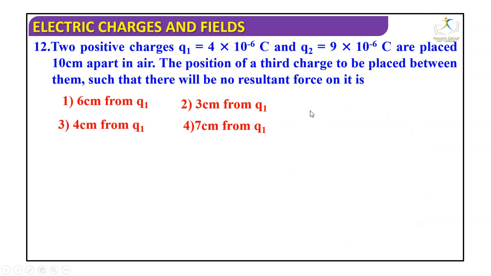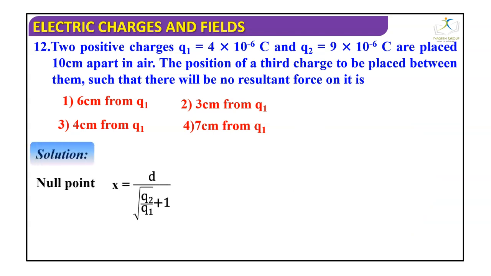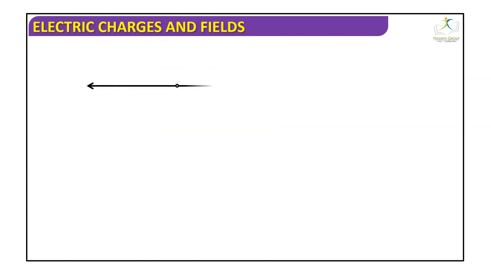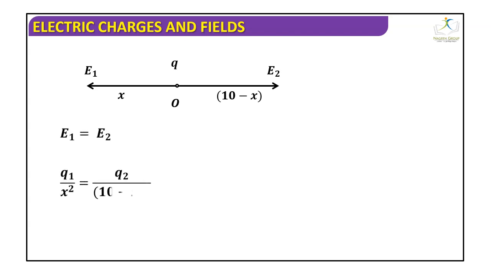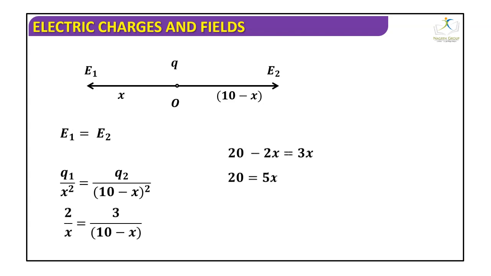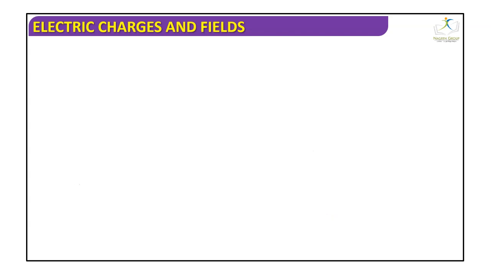I hope you did. So let us see the solution of this question. For the null point, x is equal to d by (under root Q2 by Q1, plus 1). I put all these values in this particular formula. So we have a charge for which the distances x and 10 minus x are located here. So E1 will be equal to E2. So Q1 by x square is equal to Q2 by (10 minus x) square. We put all these values and get the value of x, which is 4 centimeter. And the correct option will be the 3.